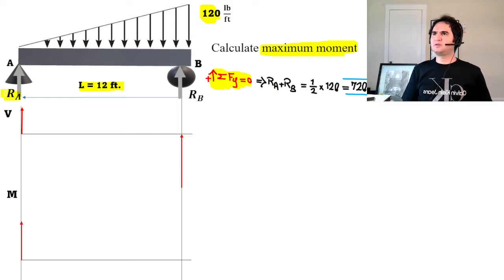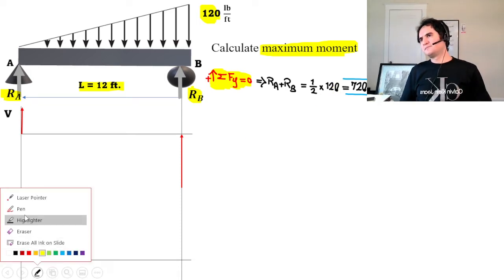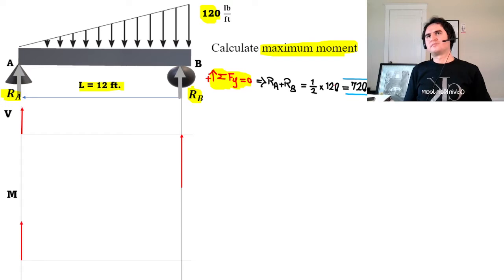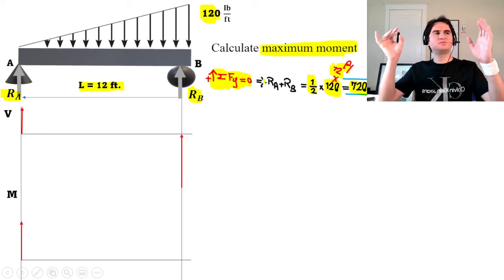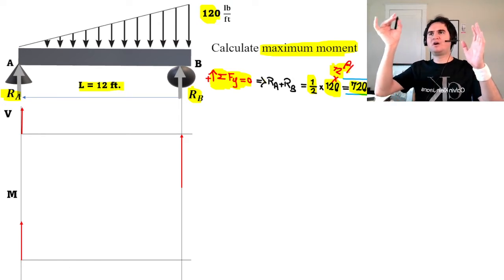That gives us Ra plus Rb equal to a half of 120 times the length of the beam, which is 720 pounds. So that's half of the load times length, and that's 720. And that 720 is distributed between Ra and Rb.